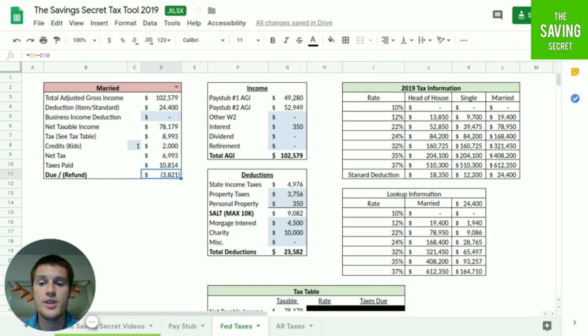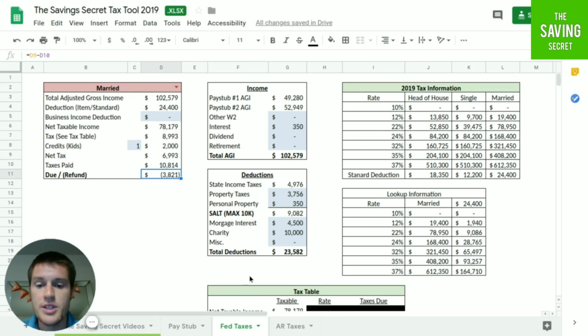Obviously, the goal for this is you want to get your due and refund significantly small. So you don't want a large due because you might have extra penalties, and you don't want a large refund because you're giving essentially the government a tax-free loan.